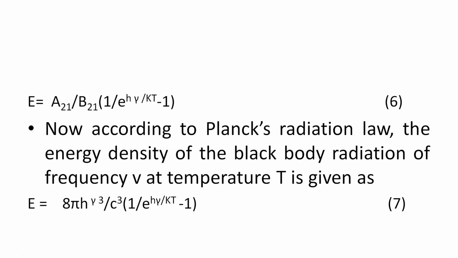Now according to Planck's radiation law, the energy density of black body radiation, because we are talking about radiation, of frequency nu at temperature T is given by E equals 8 pi h nu cube upon c cube within bracket 1 upon (e raised to the power h nu by KT minus 1). Now if we compare equations 6 and 7, these two parts are common. So A21 by B21 will be equal to 8 pi h nu cube by c cube.